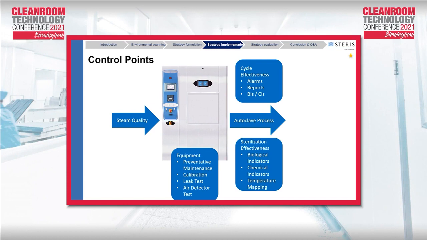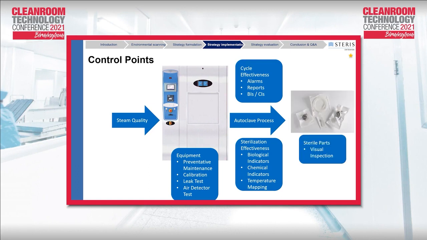So also, you will be looking at, for example, at each cycle, if there is any alarm, any report, if there is a BI or a CI being used, are they complying to the specification, okay? And again, you will also look at the sterilization effectiveness based on your qualification, validation, requalification using biological indicator, chemical indicator, and thermal mapping. And finally, visual inspection is also a good thing to look at the different parts and to make sure there is no water and so on.